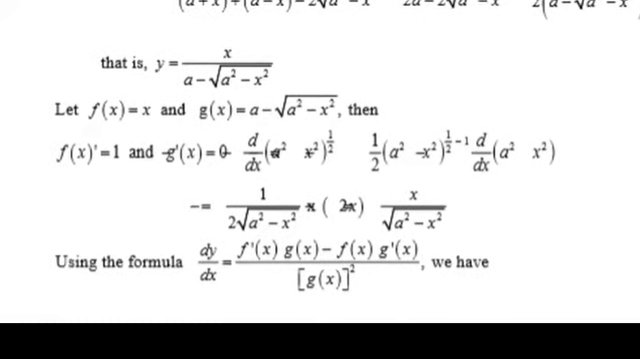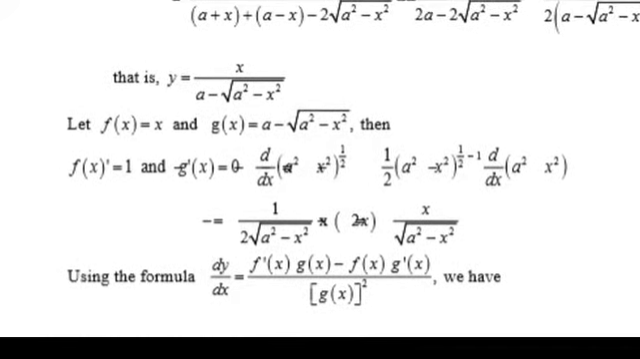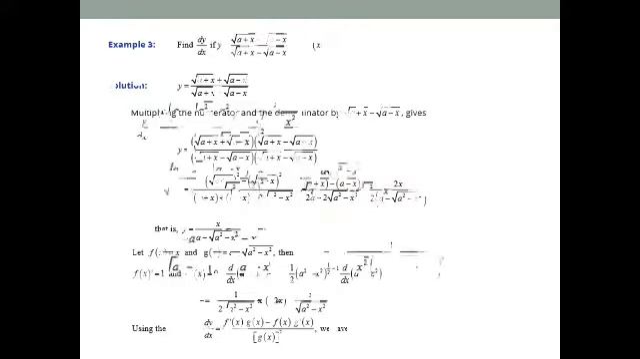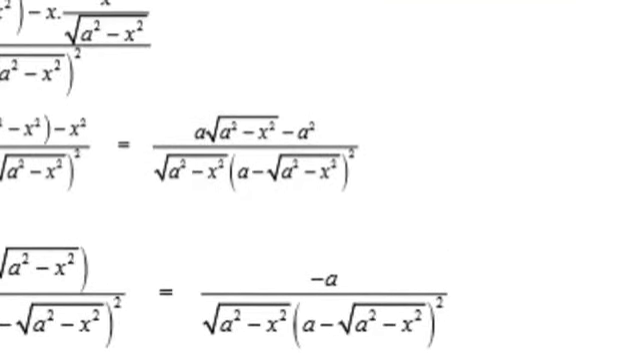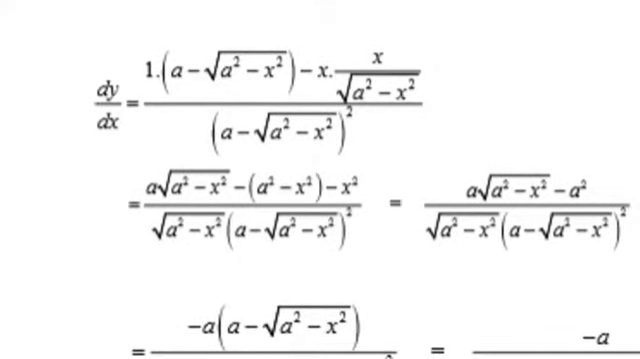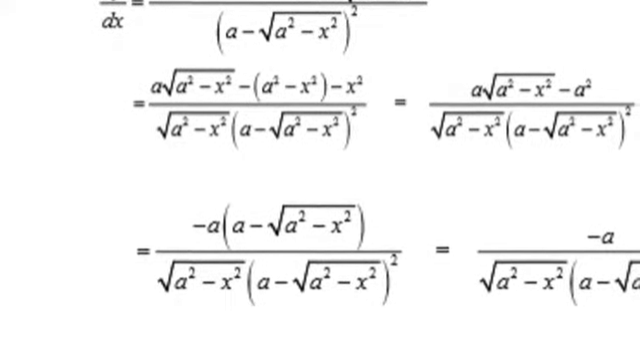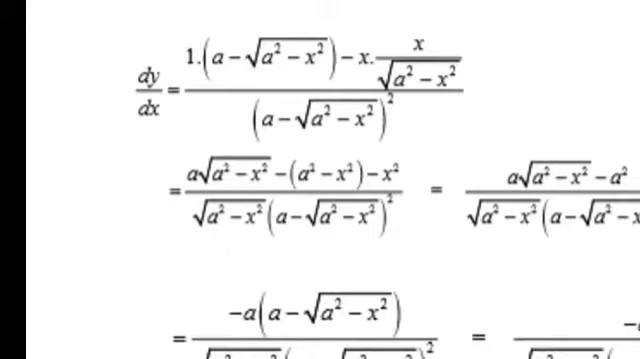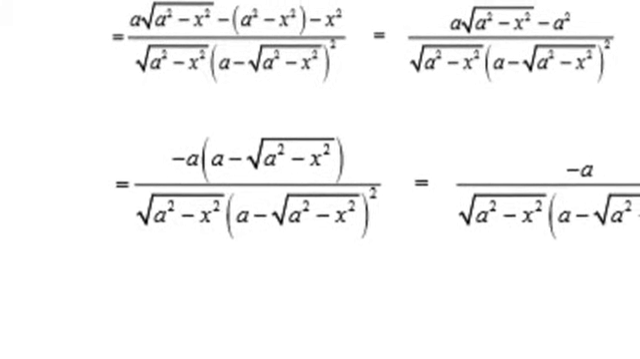We put these values in the quotient rule. Now we simplify these values. On the numerator we take the LCM, and we write the LCM in the denominator, and then simplify these values.